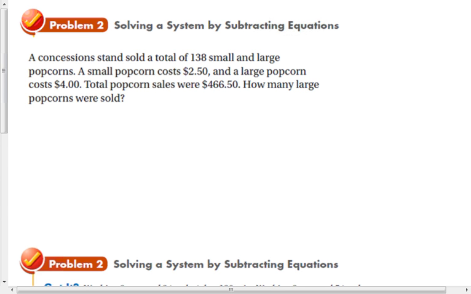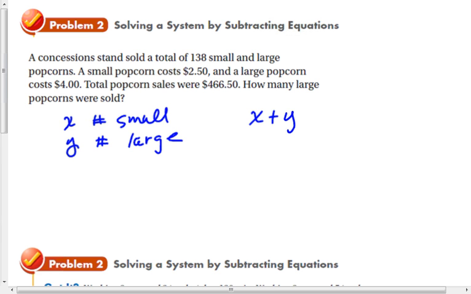A concession stand sold a total of 138 small and large popcorns. Let's let x equal the number of small popcorns, and y can be the number of large popcorns that we sell. It says we sold a total of 138 large and small popcorns. So that tells me that x plus y equals 138.